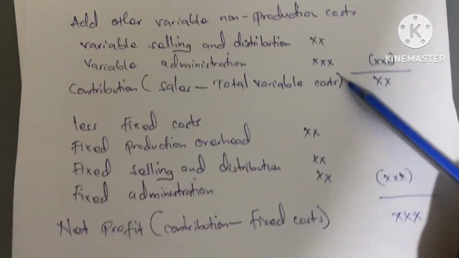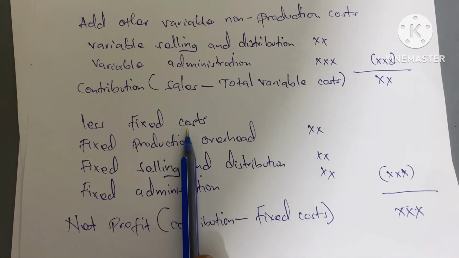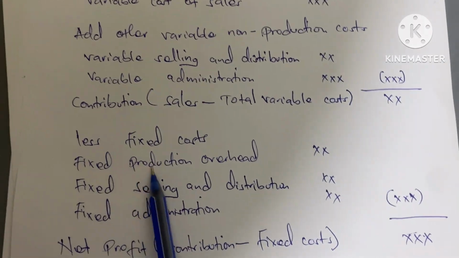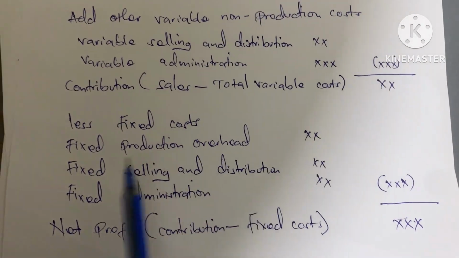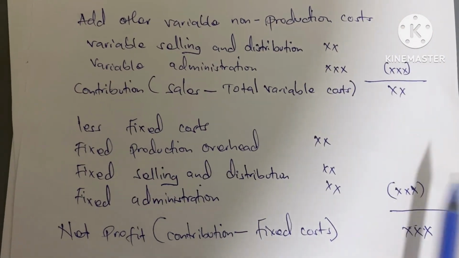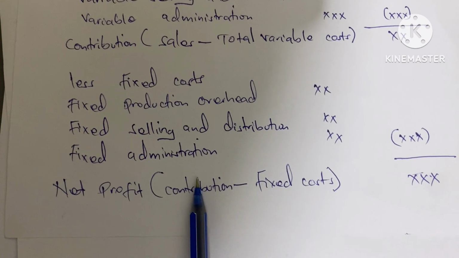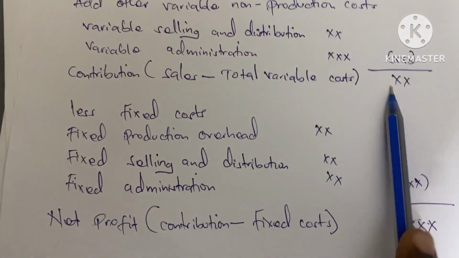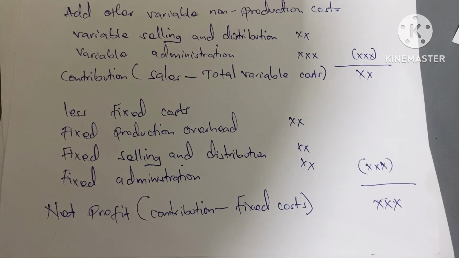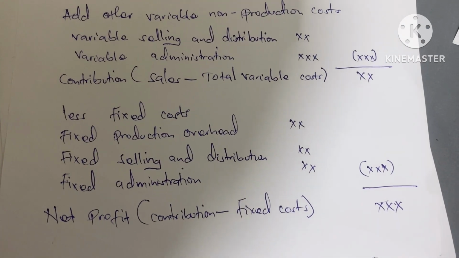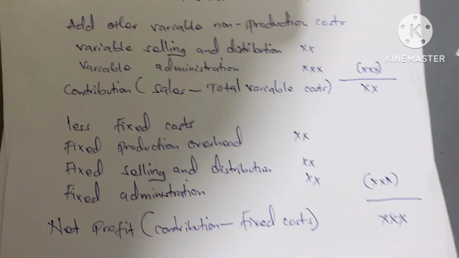Then after that we less fixed costs. Here we can have fixed production overhead, fixed selling and distribution, then fixed administration. We less them. Then we get the net profit, which is contribution minus fixed cost. So this minus this, we get the net profit. So that is the format of the profit statement, or the statement of profit or loss under the marginal costing technique.